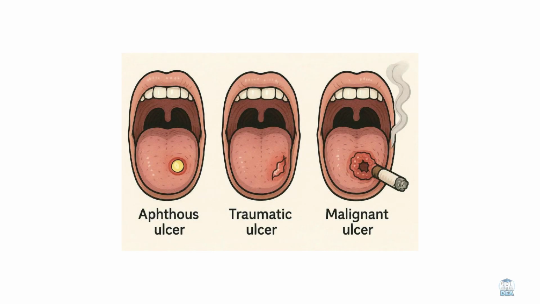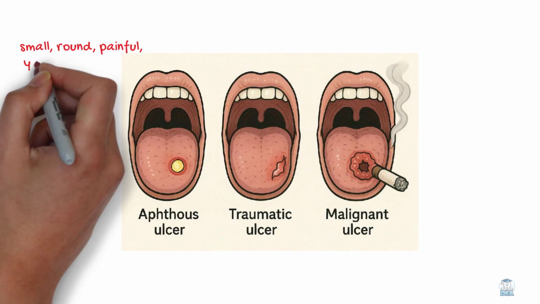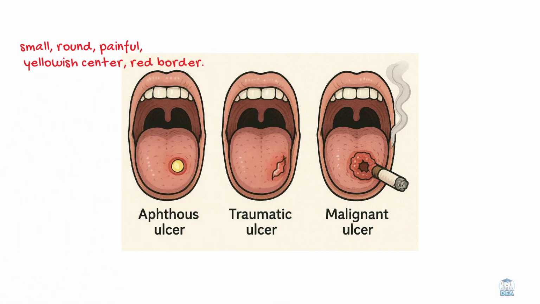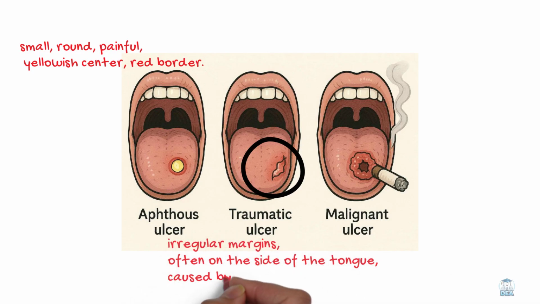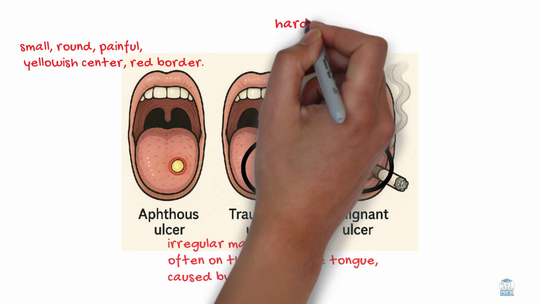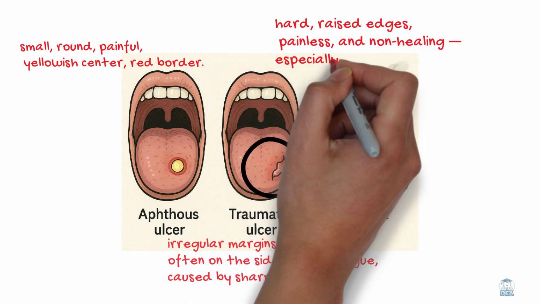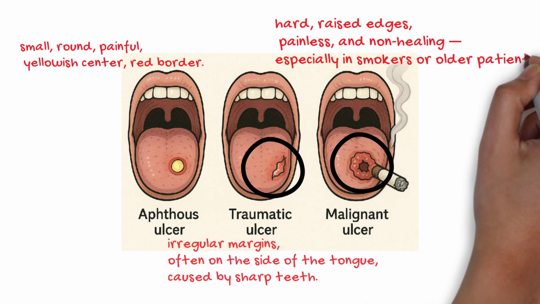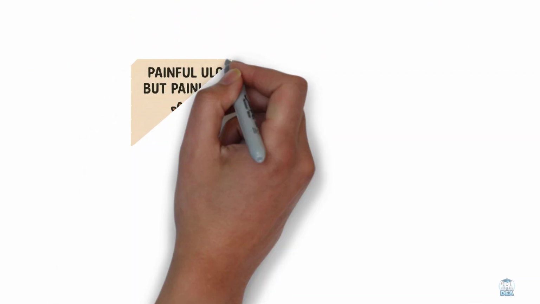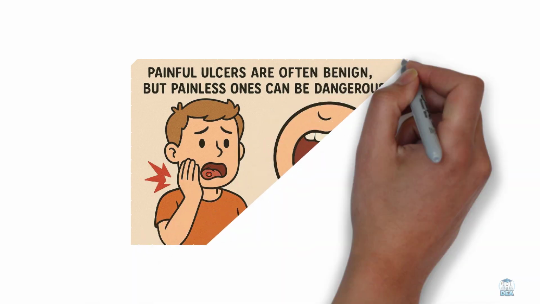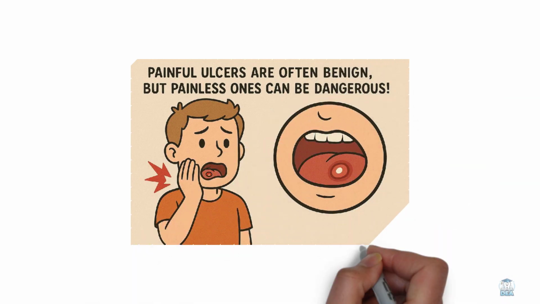Typical patterns include: Aphthous ulcer, small, round, painful, yellowish center, red border. Traumatic ulcer, irregular margins, often on the side of the tongue caused by sharp teeth. Malignant ulcer, hard, raised edges, painless, and non-healing, especially in smokers or older patients. Remember, painful ulcers are often benign, but painless ones can be dangerous.